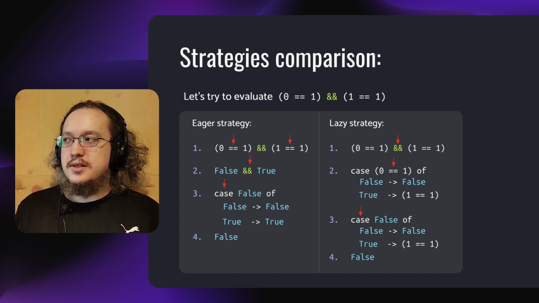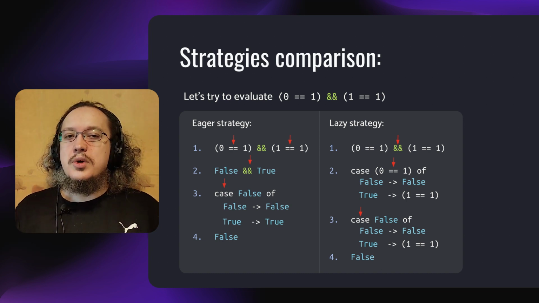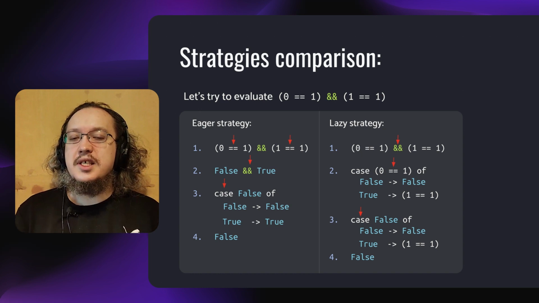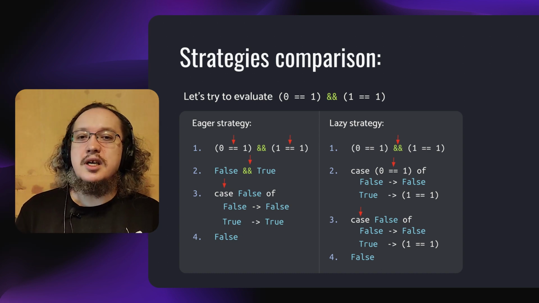In contrast, in the case of the lazy strategy, we apply the function first and then we determine what we should evaluate now to go further. It is the first argument, because we need to choose the branch in the case expression. And voila! We have gotten the result, even without computing the second argument.